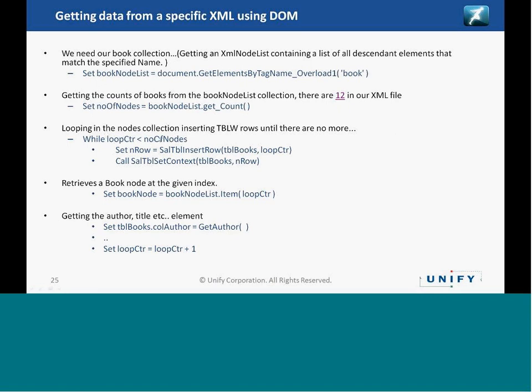Simply going to loop in this collection, where I'm going to insert the row and call set context. So basically, I start to read my node and start to populate my table window. Retrieve a book node at the given index. Set book node. So once we have the book node, I already inserted the first row in my table window, and this is where I'm going to start to get the data that I'm interested in. I'm going to get the book node, and inside that book node, I'm going to call a function getAuthor. So here I'm setting the column, and here I'm calling getAuthor. Then I'm calling getTitle and so on to actually populate my table window, and I loop until there is no more element.